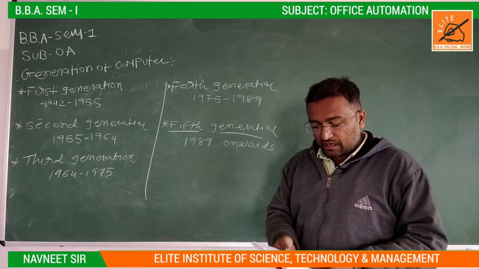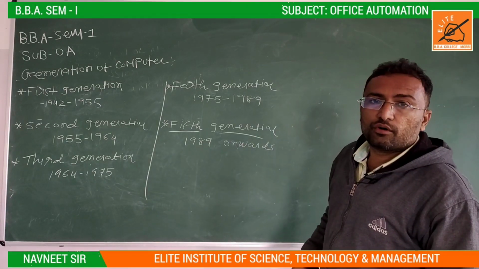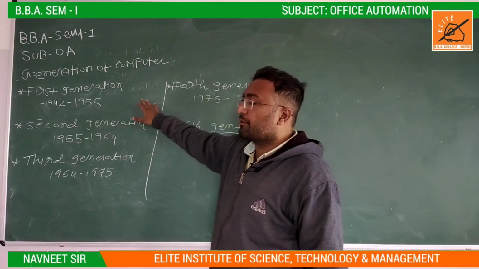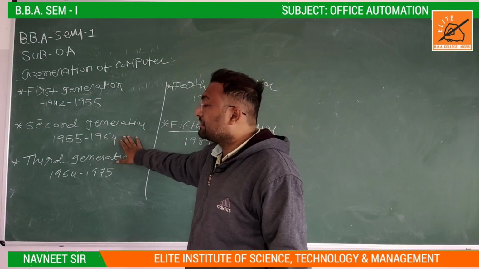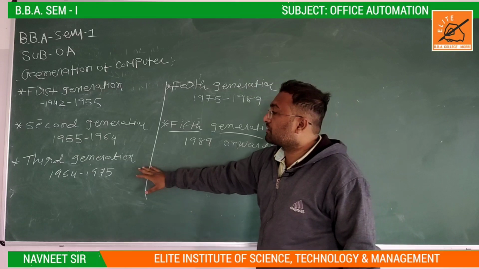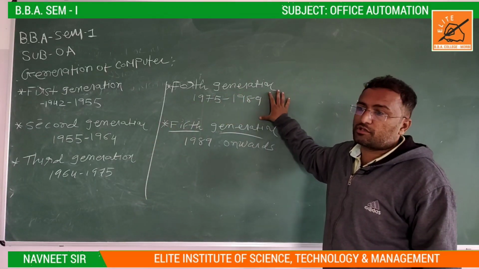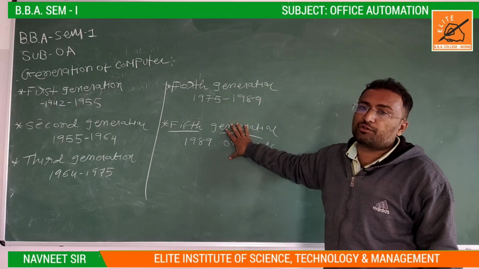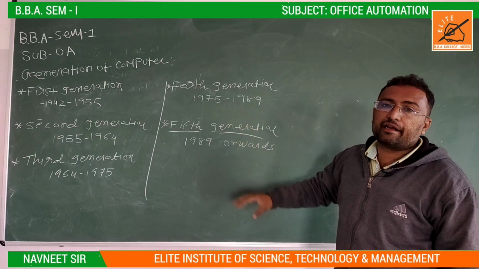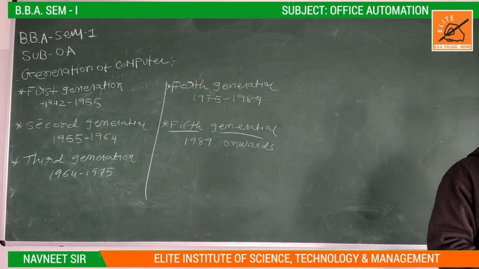So these are the generations of computer. In first generation computers, vacuum tubes were used. In second generation, transistors were used. In third generation, integrated chips were used. In fourth generation, the microprocessor was used. In fifth generation computers, artificial intelligence and ultra wide scale integration was used.